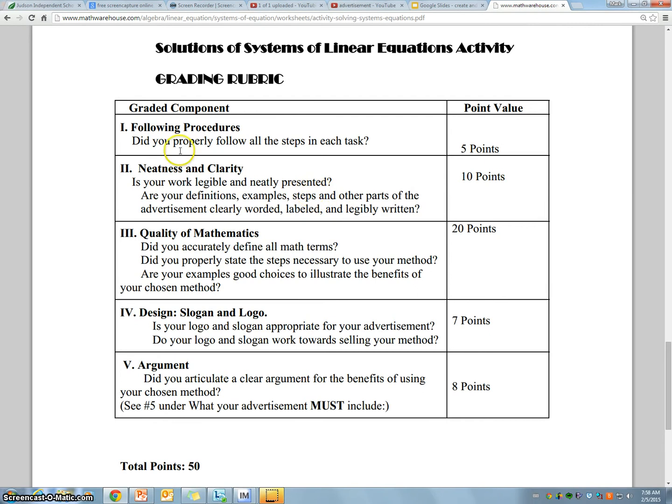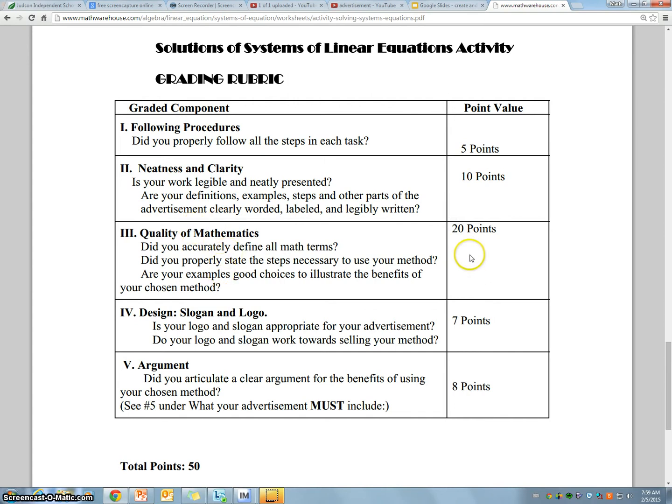So mostly I'm looking, don't worry too much about following procedures. That's just, right there I'm looking at, did you choose something other than Linsolv? If you chose Linsolv, you weren't paying attention very well, were you? Number 2, neatness and clarity. I'm looking for 10 points out of 50 on having a neatly and clearly created product. If you're doing it by hand, make sure everything's nice and legible.